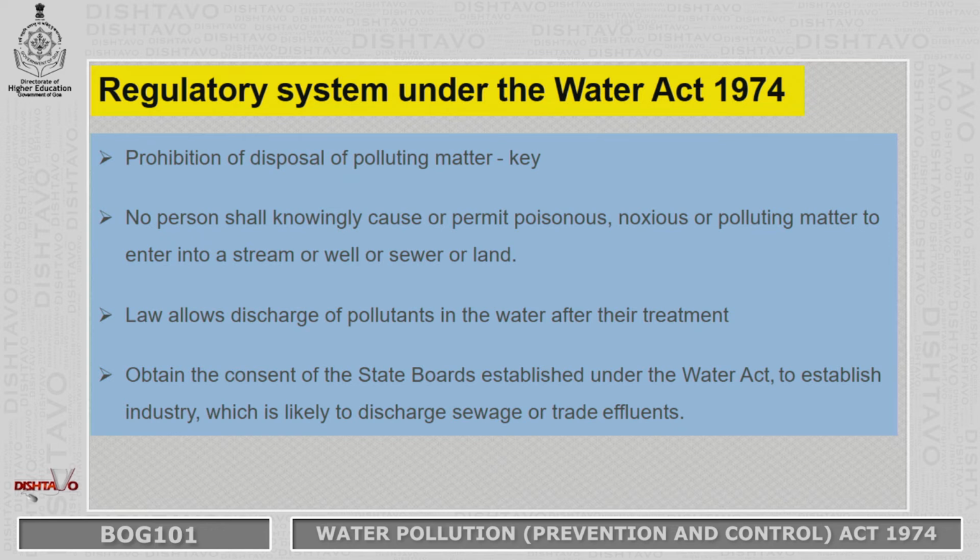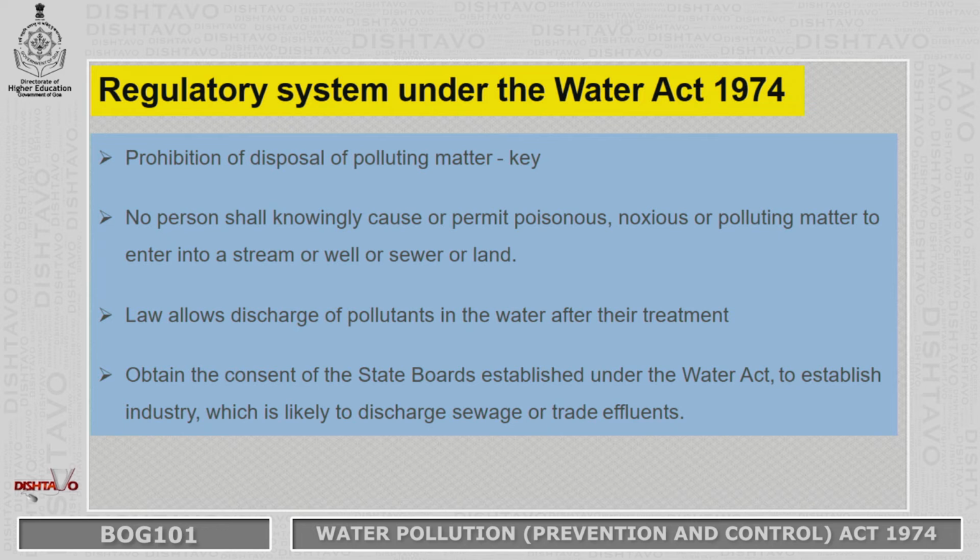However, the law also allows discharge of pollutants in the water after their treatment, and hence we have different types of STPs, the sewage treatment plants or the solid waste treatment plants or even water treatment plants. So after treating this, water can be released into the water bodies.